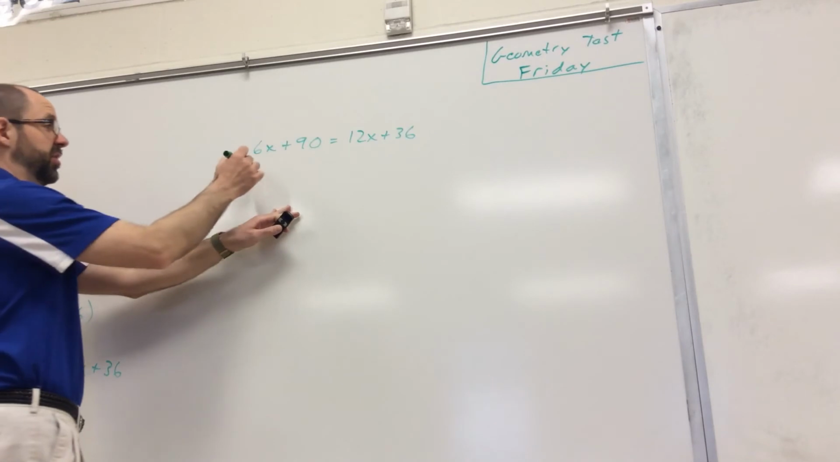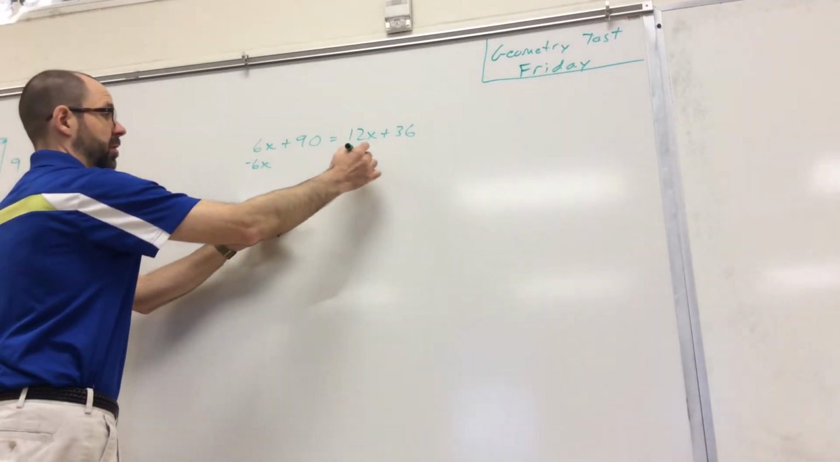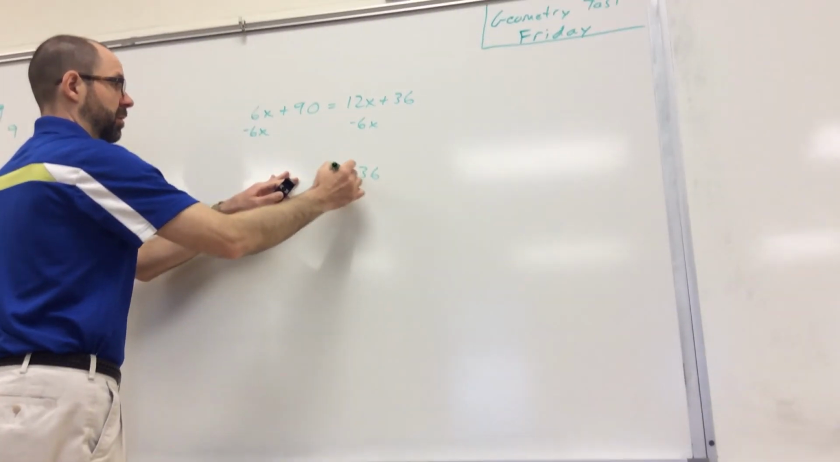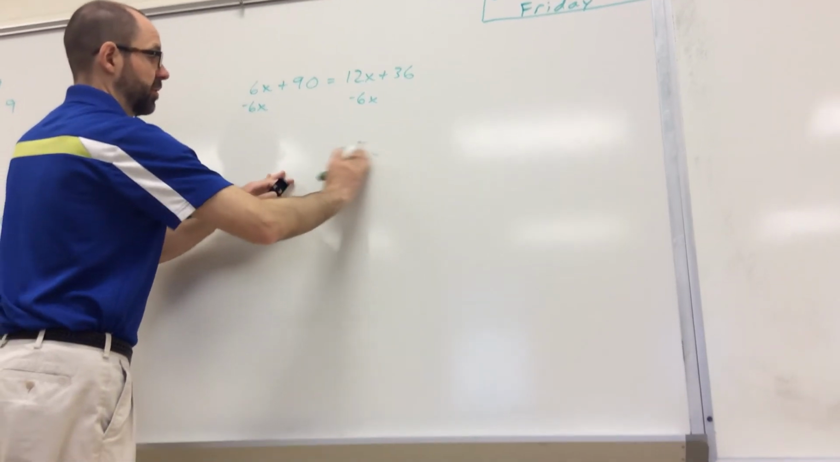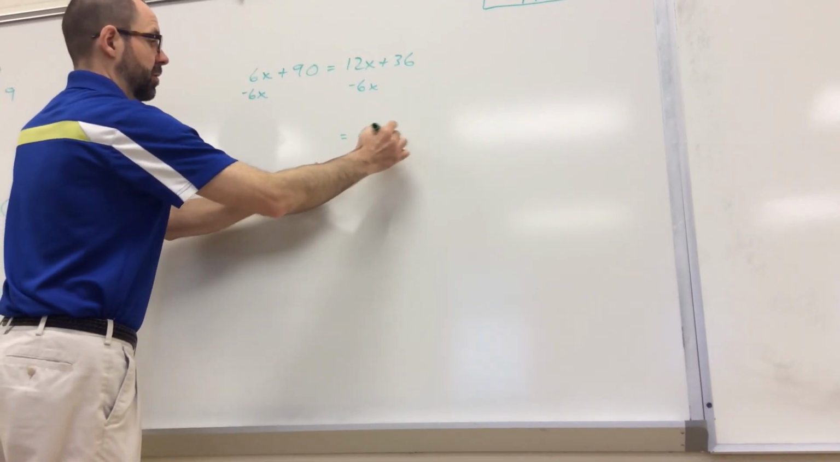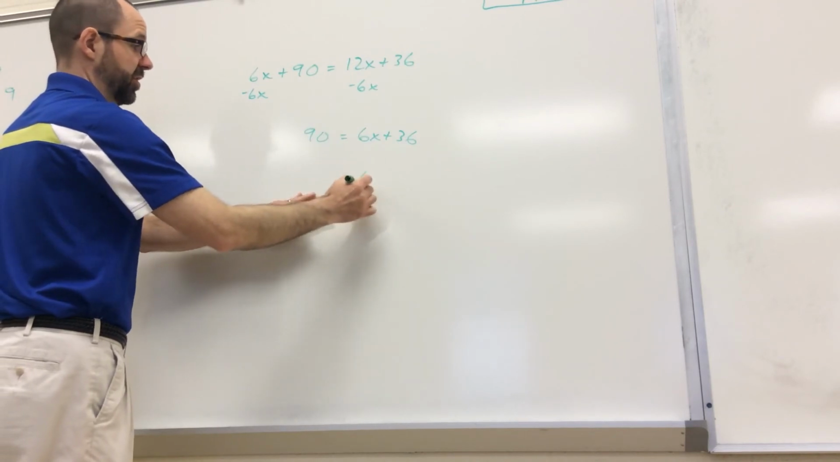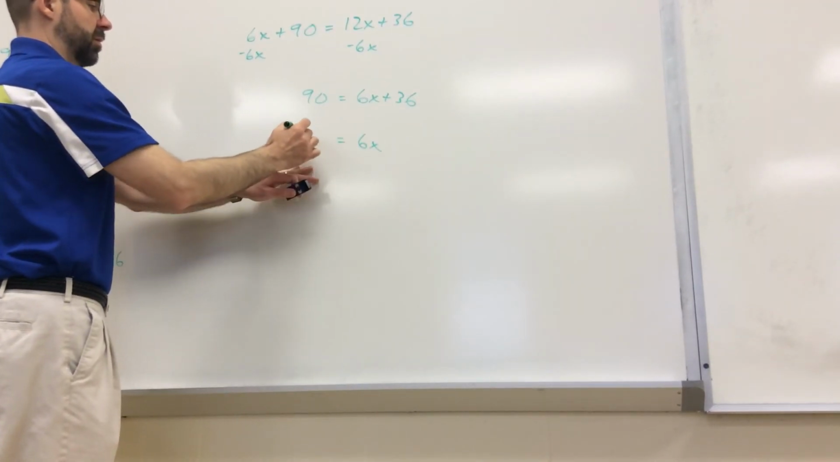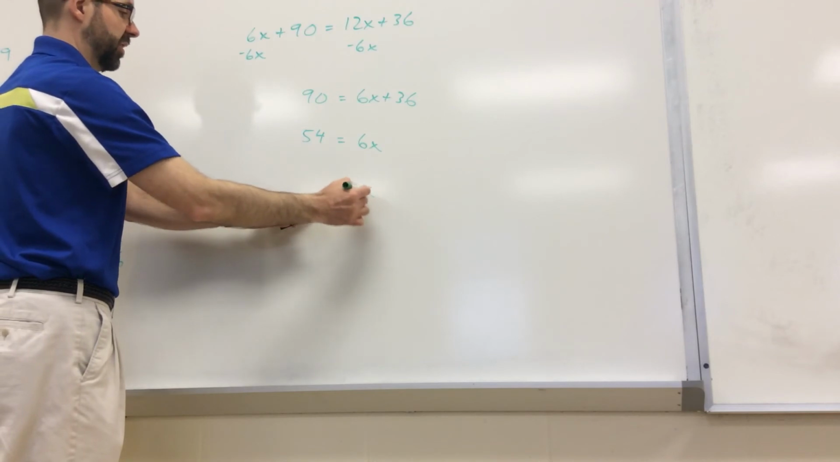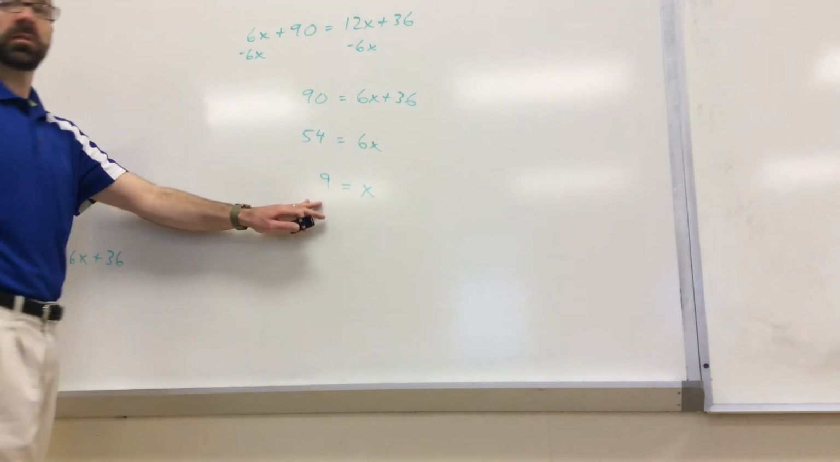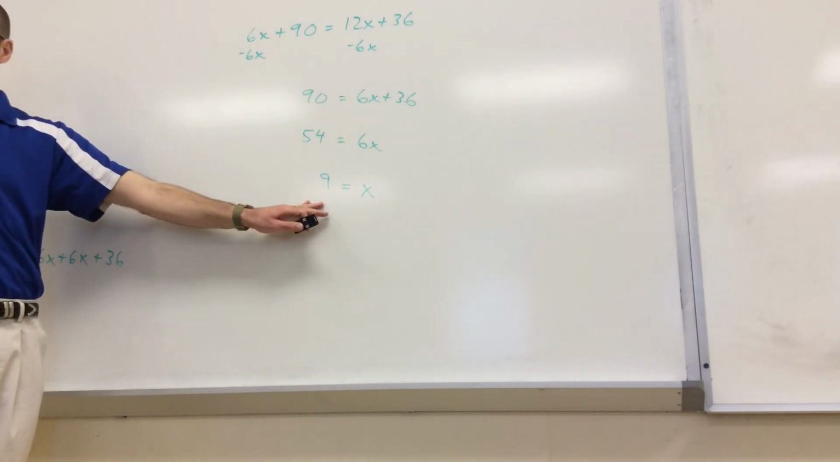Then you can subtract the 6x over. Then subtract the 36 over. And then finally divide by 6. The final answer, the x, comes out to 9.